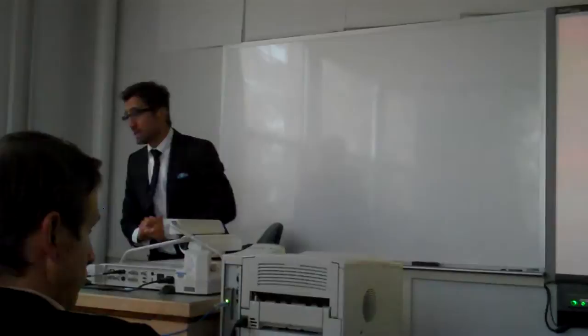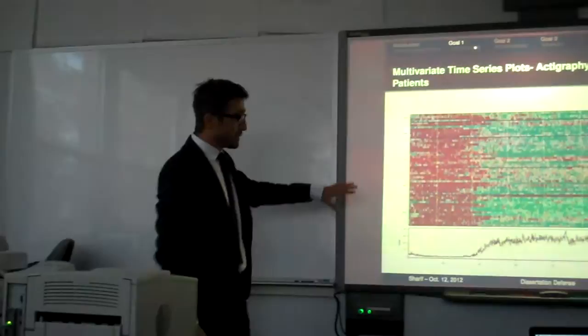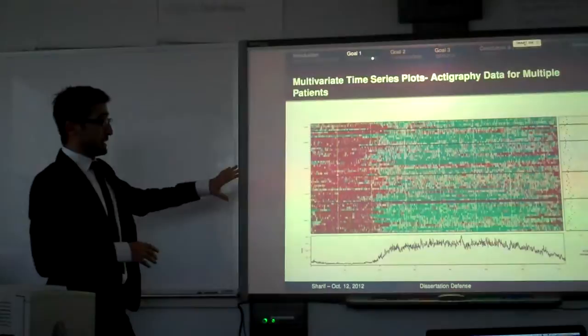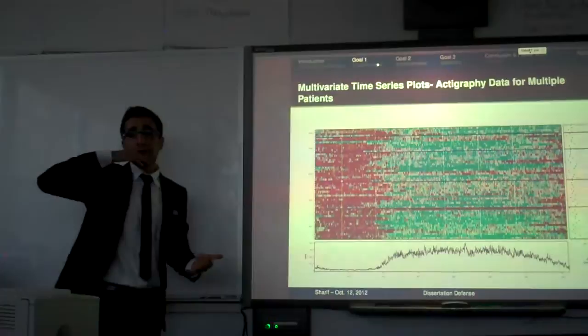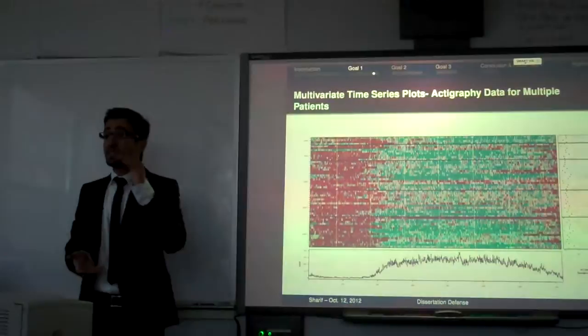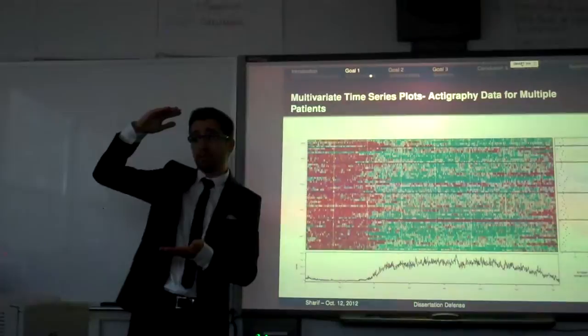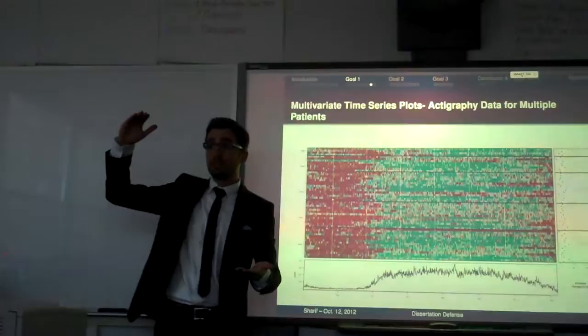The last plot for multiple patients is called the multivariate time series plot. This plot reveals a lot. Usually in traditional time series, who works in time series here? Perfect. In traditional time series, if you want to compare many time series together, you usually plot these time series and put all of them on top of each other, on one page probably. How many time series would you end up having on one page?